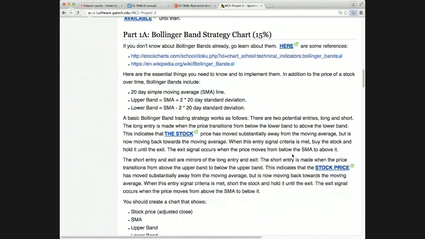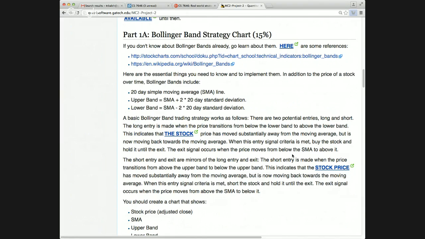Okay. Now let's define Bollinger Bands real quickly. The first thing you need to do is calculate a simple moving average. So you've got your stock data going like this. Your moving average is kind of a smoothed version of that. And then above and below that simple moving average are the upper band and the lower band. The upper band is 2 standard deviations above the simple moving average. The lower band is 2 standard deviations below it.